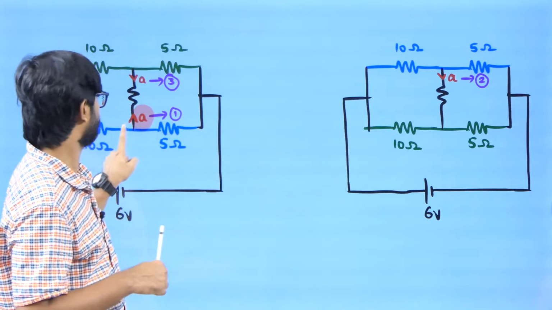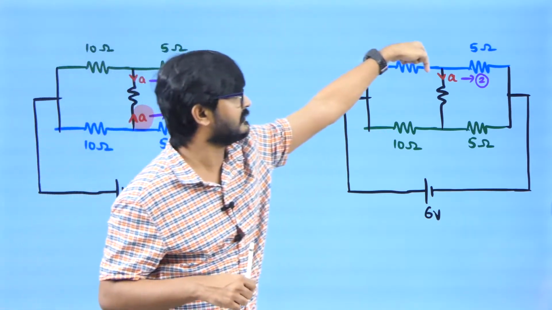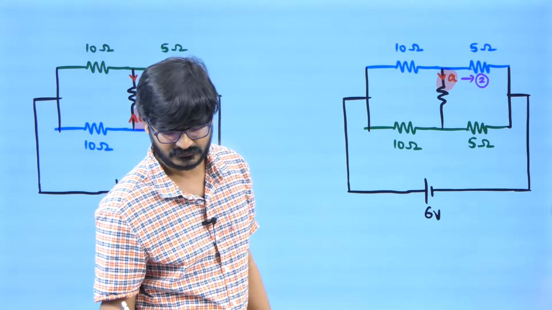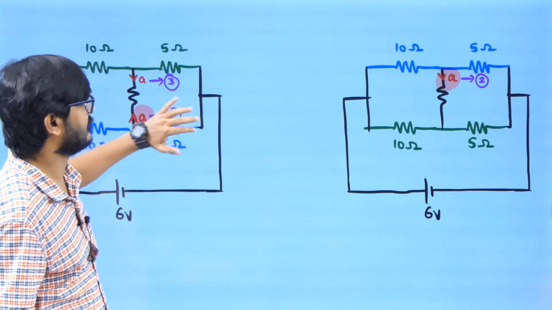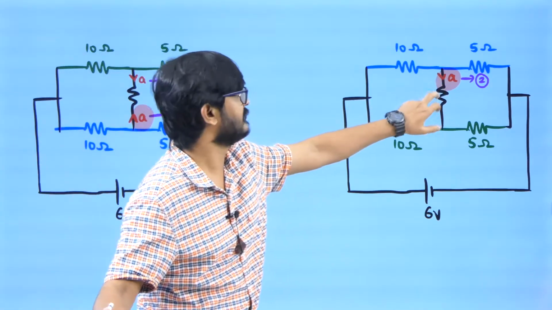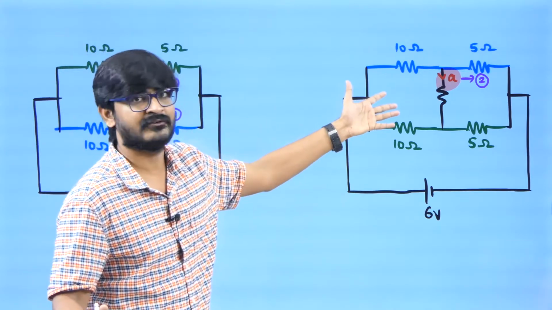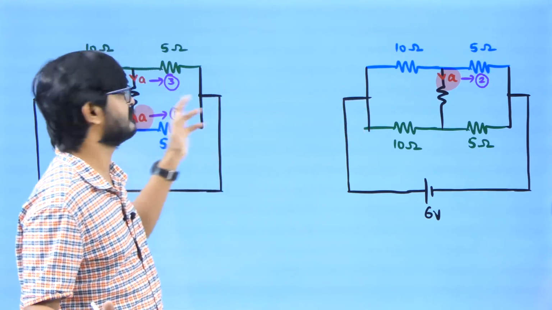Now this current which was going in the upward direction will be coming downward, right? If I rotate this figure by 180 degrees, this is what will happen. But these two are the same figures. If I put everything in black color, you won't find any difference between these two figures.